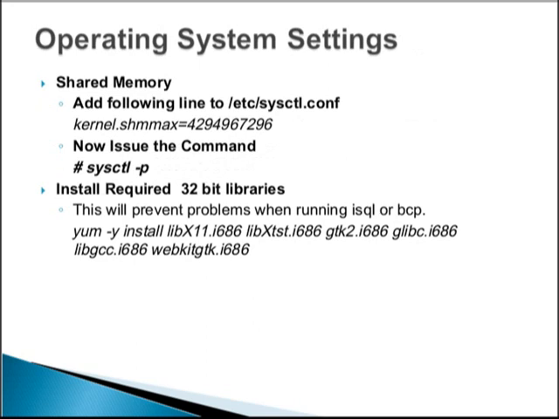So, operating system settings: shared memory. We need to add the following line to /etc/sysctl.conf, which is the shared memory maximum. It is 4 GB. Kernel.shmmax is 4 GB, and then you can check the setting using sysctl -p.